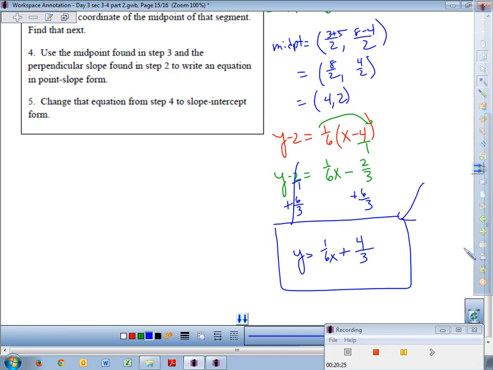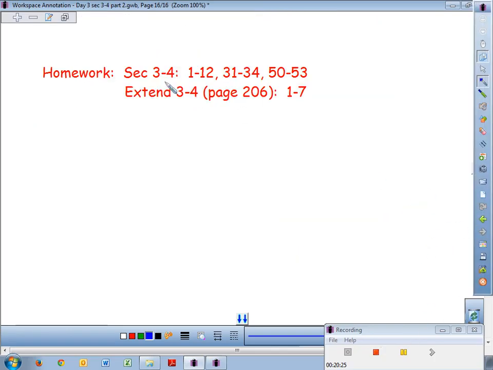So here's the homework right here. I want to explain two different sections of it, right? Section 3-4, that's just normal. You'll do these problems. Remember, when you make your graph, use a straight edge, put a scale on all your graphs, all that cool stuff. But this extending 3-4, let me open that up. Let me open the book real quick and show you where that's at.